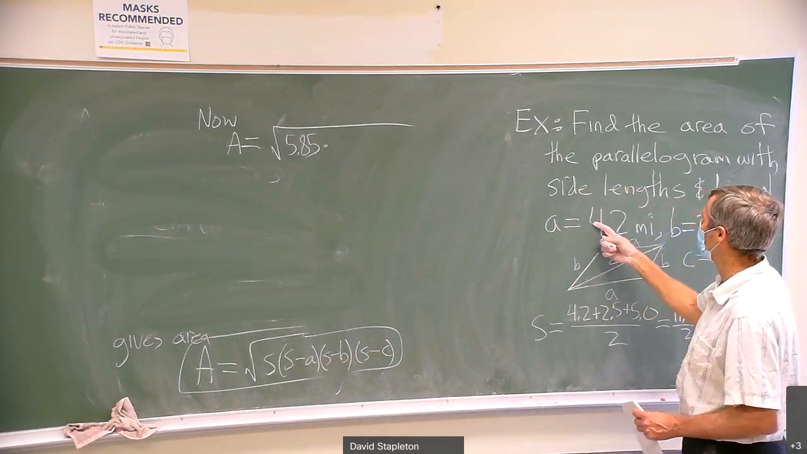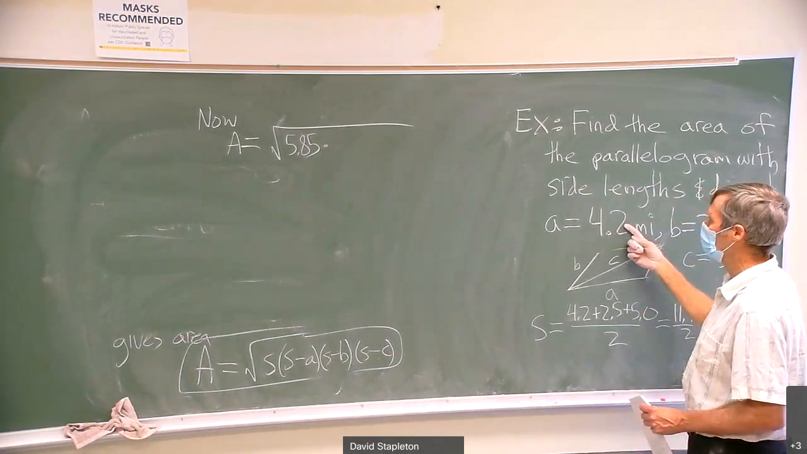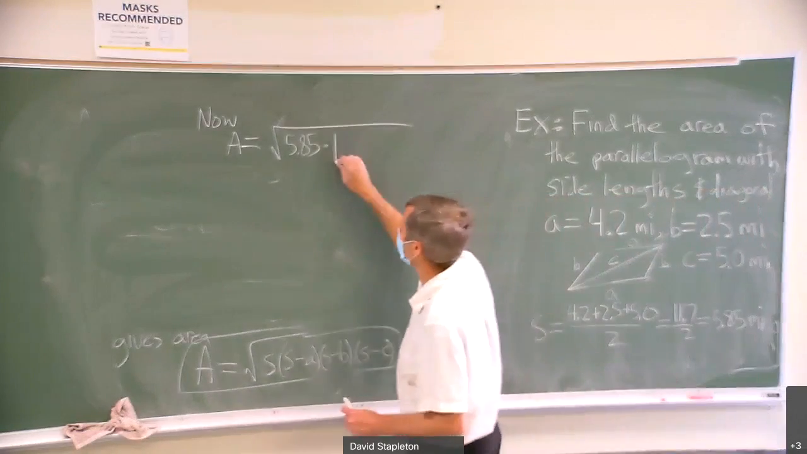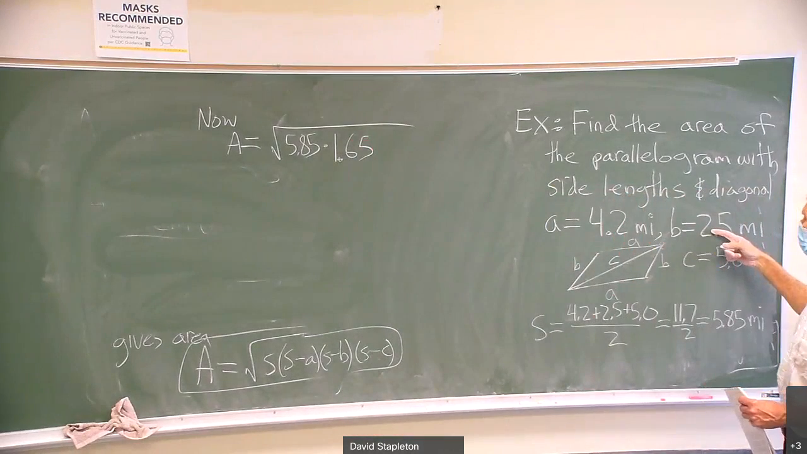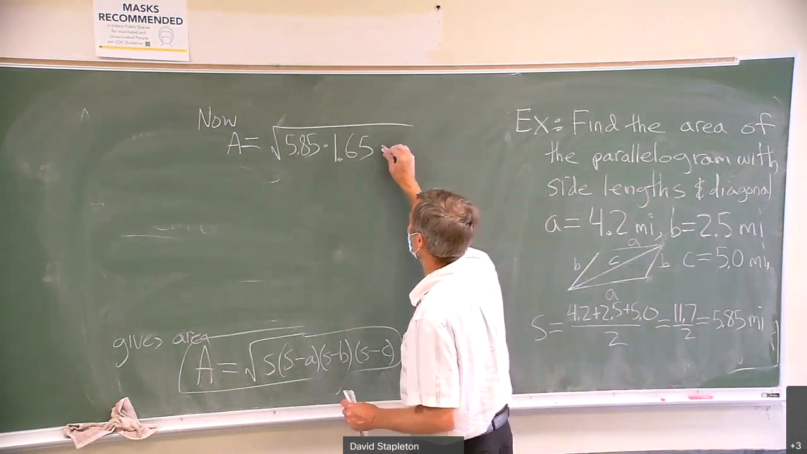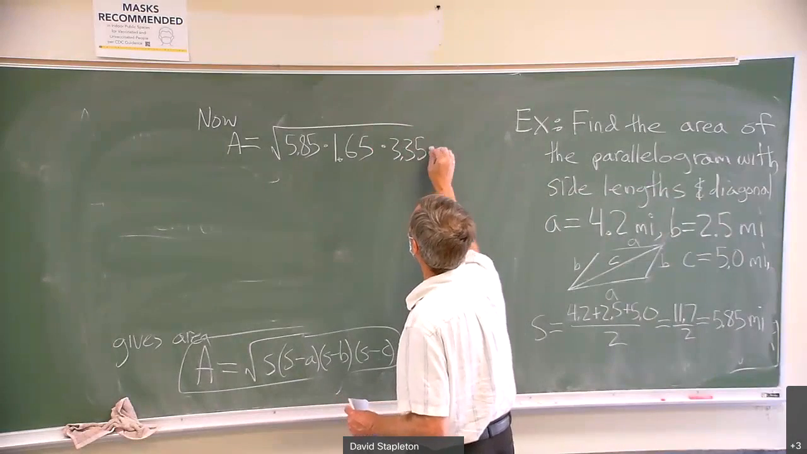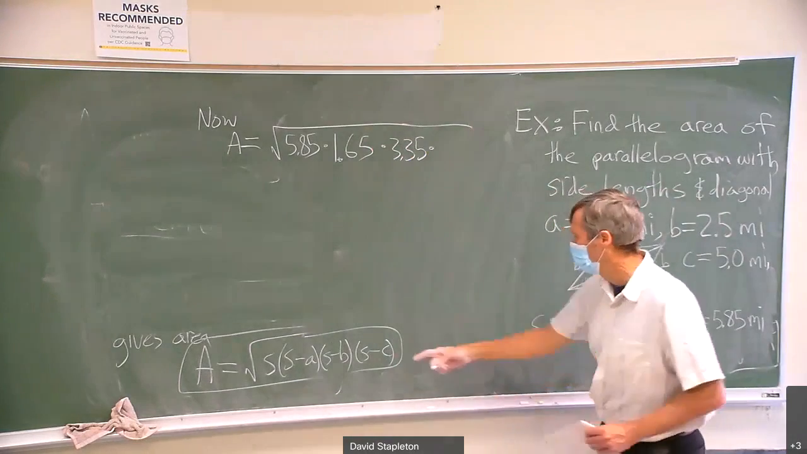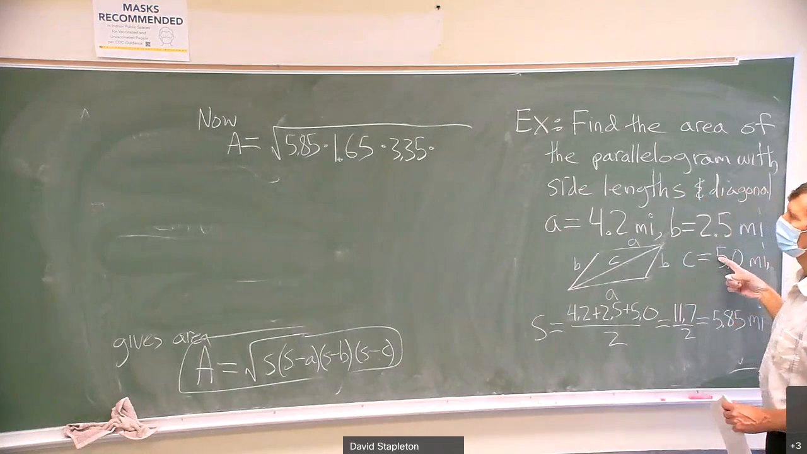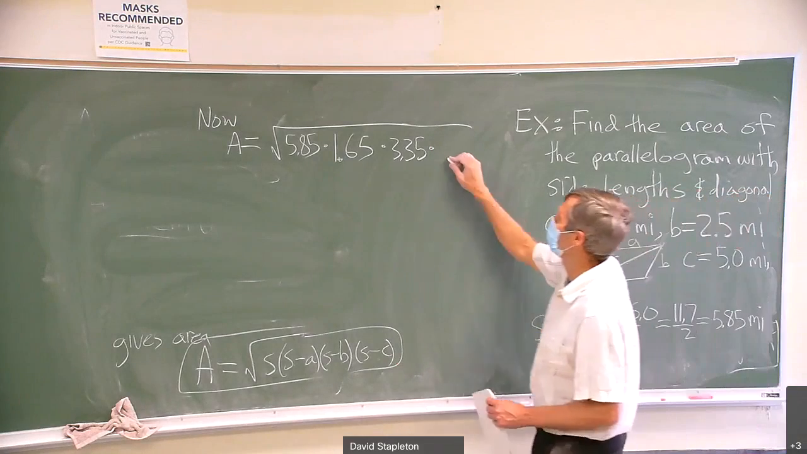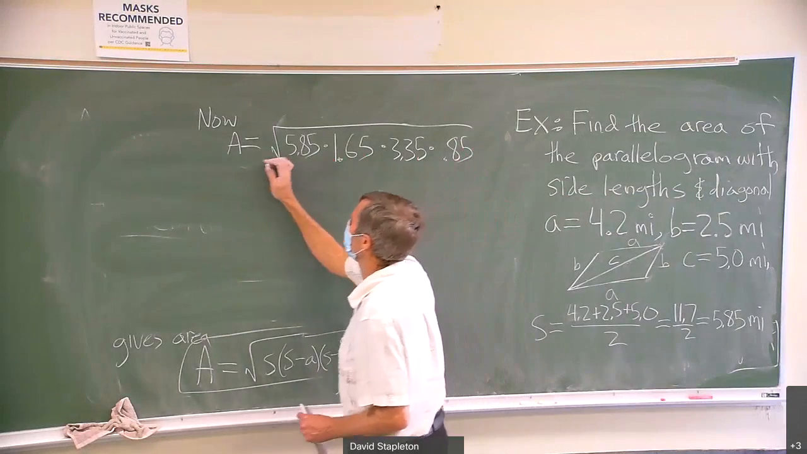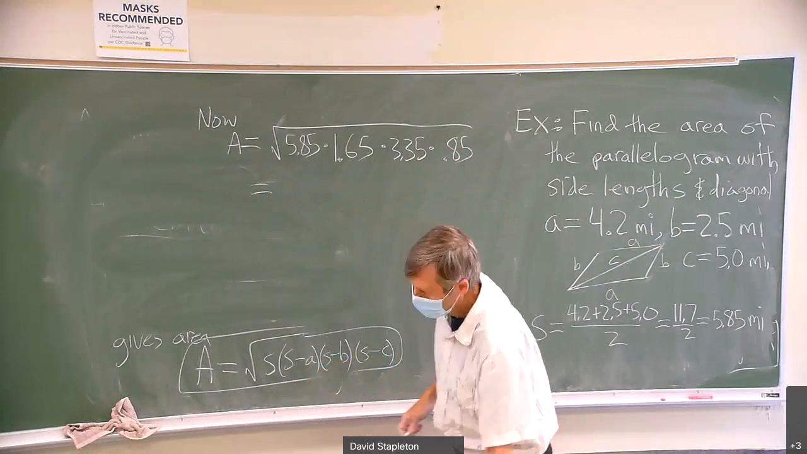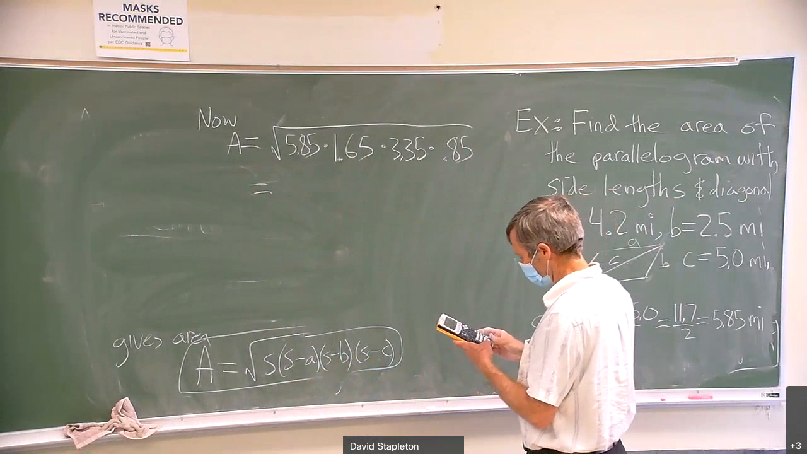Like for instance, what's 5.85 minus 4.2, right? It's 1.65, so I'll just do that subtraction in my head. What's 5.85 minus 2.5? Well, that's 3.35, right? So this is times 3.35. And then times what's S minus C? 5.85 minus 5 is 0.85. And so I'll do the subtractions in my head. I actually tend to be less mistake-prone when I do that in general. Now I just got straight multiplies without all those parentheses.